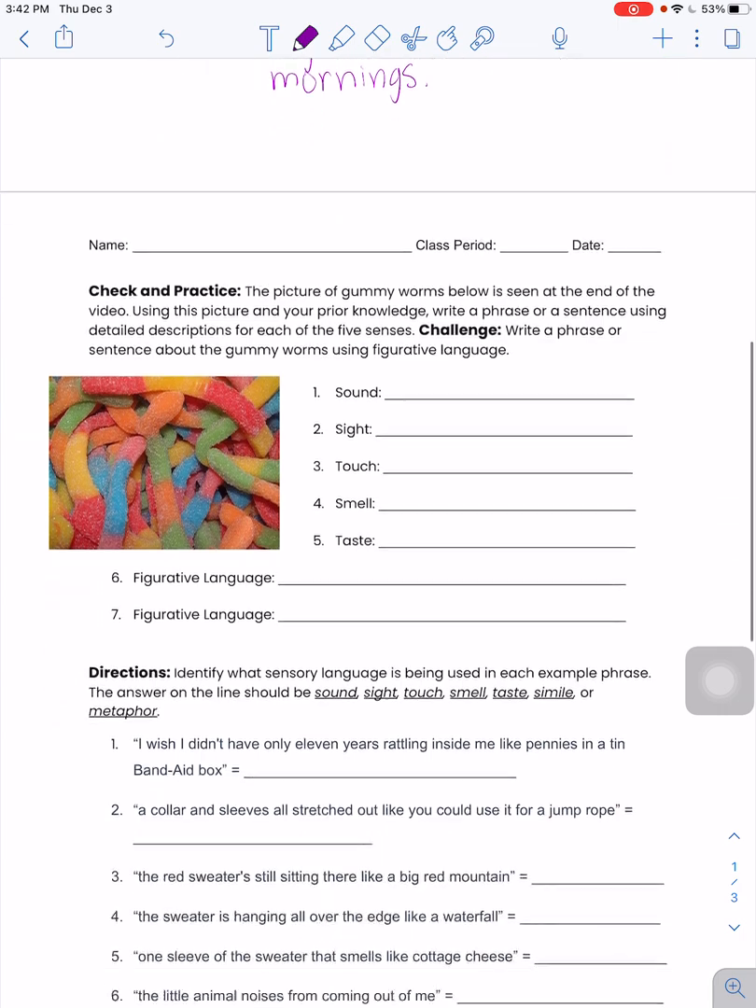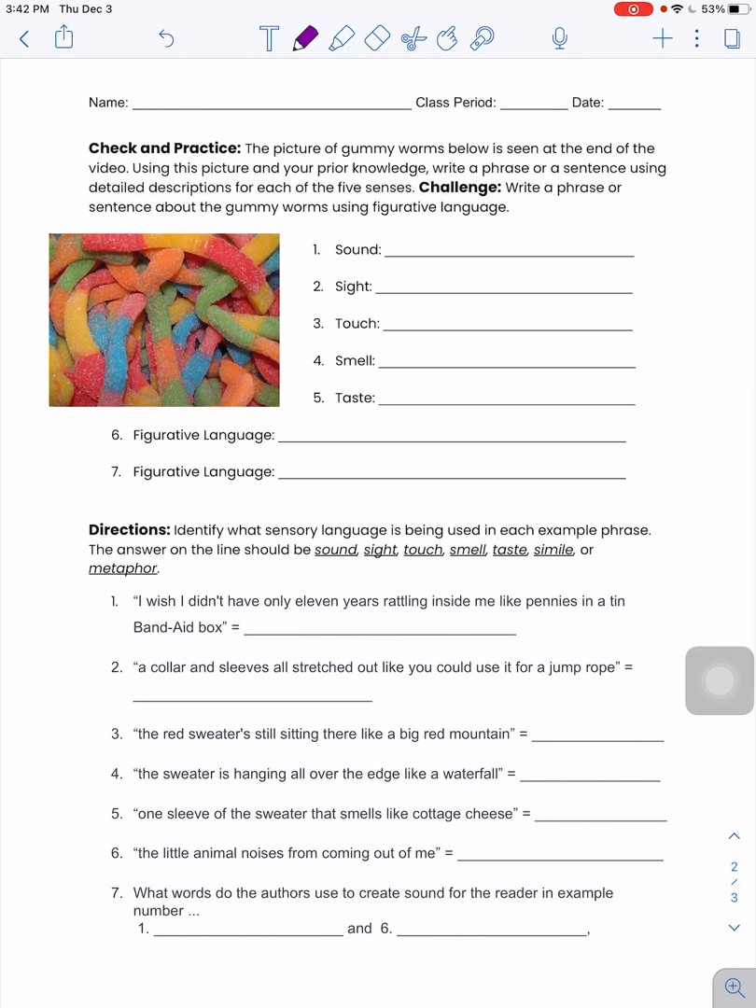So now you are going to complete this practice on your own. So you are going to read through this page, you are going to complete all of the questions and submit this before moving on.